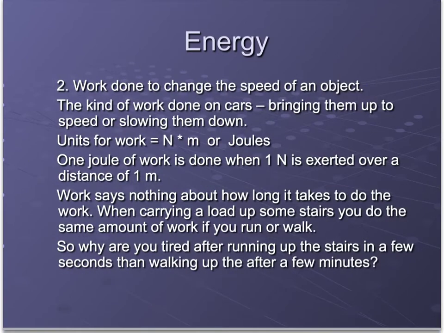The second one is work done to change the speed of an object. The kind of work done on cars, bringing them up to speed or slowing them down. A unit for work is a Newton meter, or a joule. So all energy, like work, is in joules. 1 joule of work is done when 1 Newton is exerted over a distance of 1 meter.